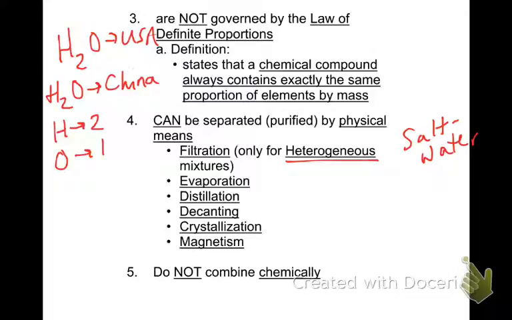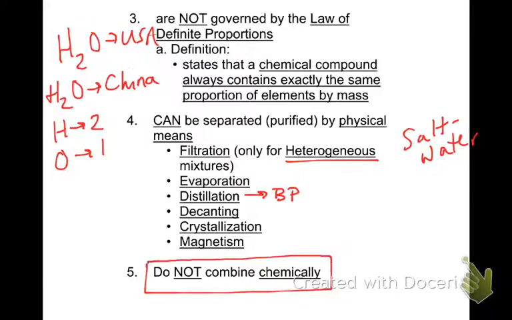Distillation, which, remember, separates by boiling point. Decanting means that you can just pour off the top of that liquid. That works for heterogeneous mixtures. Crystallization, and of course magnetism. And the major thing that you really want to note is that for mixtures, because we can separate them physically, we don't have to do any kind of reaction to get them back to where we started. They don't combine chemically. If they combined chemically, we would have to go through some kind of chemical reaction to separate them from one another.